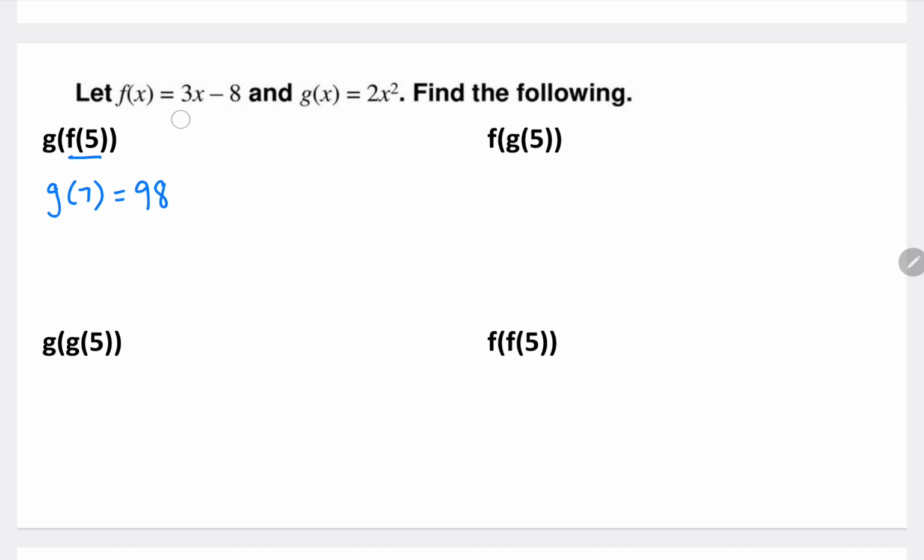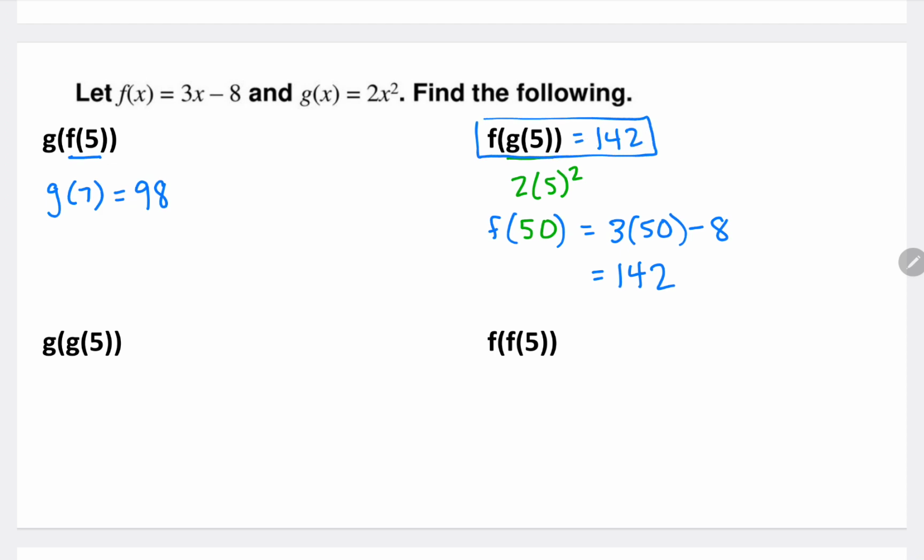Let me erase these, and we'll try another one. So next to it, we're going to start by plugging in 5 into g. So when I plug 5 into g, I have 2 times 5 squared, or 50. So now I'm going to find f of 50. So 3 times 50, or 150, minus 8 is 142. So f of g of 5 is 142. So always start on the inside and work your way out.